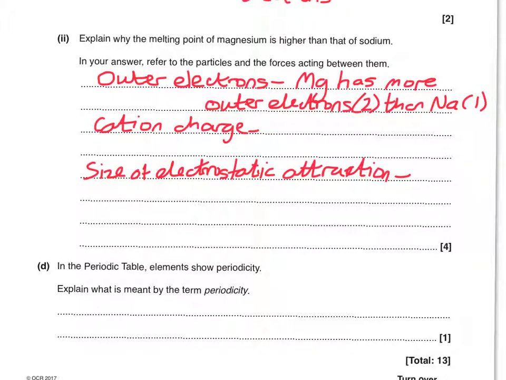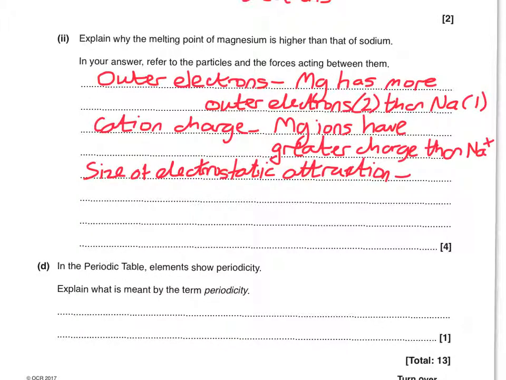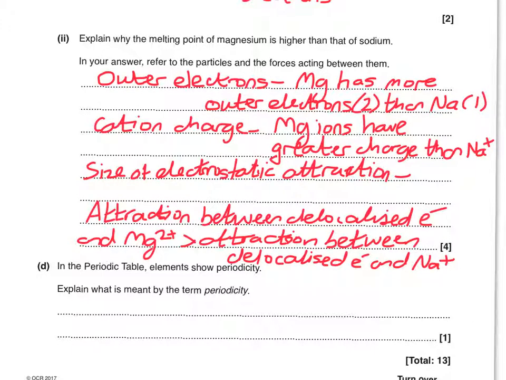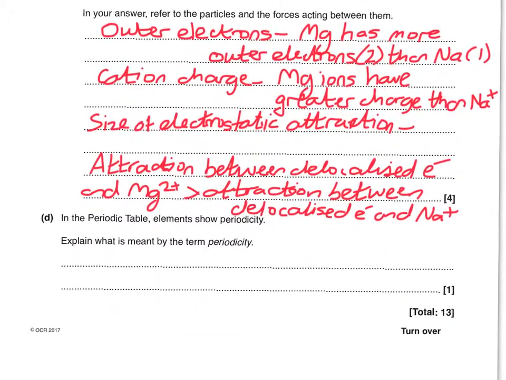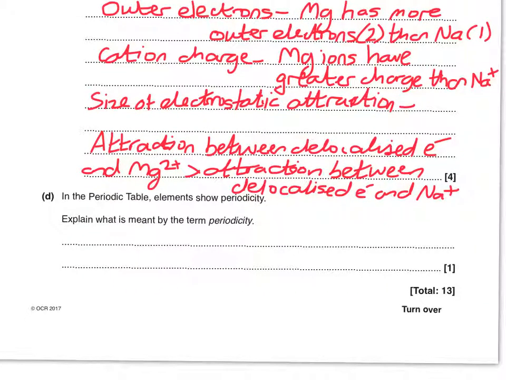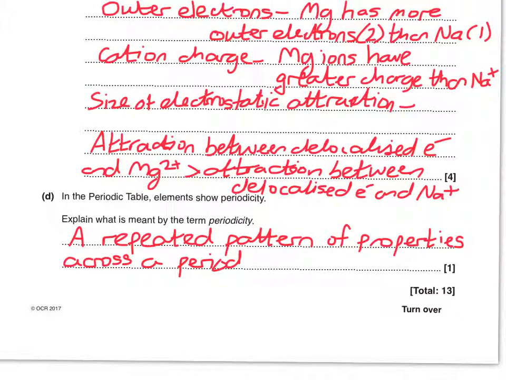So a simple comparison of the number of outer electrons, naming each metal as you go, and giving the number of outer electrons would be appropriate. Something similar for the cation charge. And the attraction between delocalized electrons in the lattice and Mg2+ is greater than the equivalent attraction between delocalized electrons and sodium+. So the next part of the question asks you to explain what periodicity is. So something equivalent to what I've written there, a repeating pattern of some kind of properties across a period.